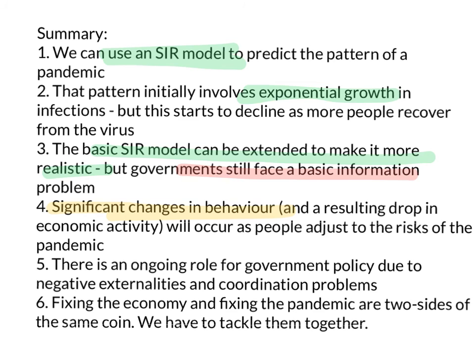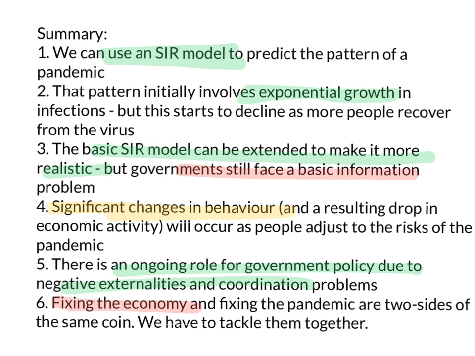And there's two ongoing reasons why we need government policy. And that is that even when people reduce their social interaction, there are negative externalities, and there is the underlying coordination problem. Sometimes people don't coordinate on the right outcome for society, although they're individually doing the best thing by themselves. And finally, we looked at the issue of fixing the economy.